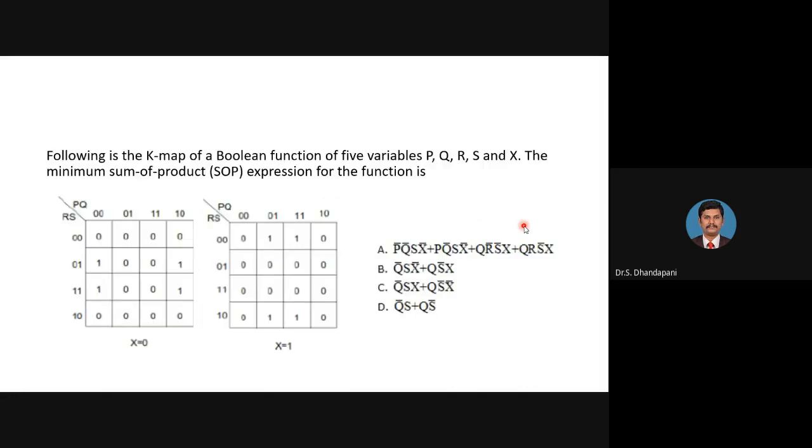Another question is a 5-variable K-map. For the given question, we want to calculate what is the output. But the question is actually a simple question. Usually a 5-variable K-map will be somewhat difficult. But this question is actually a simple question. We can guess the answer through chat box.